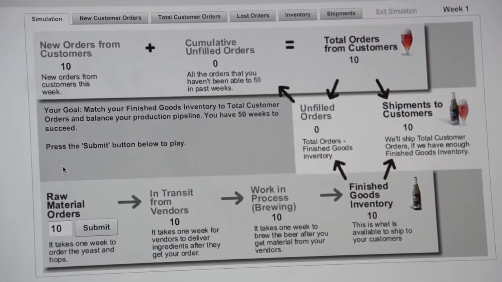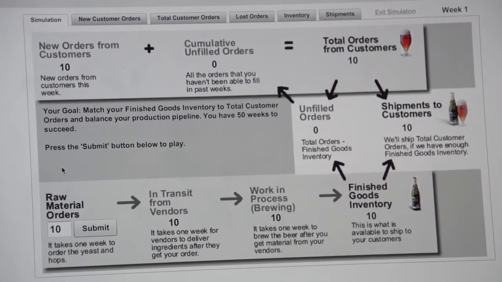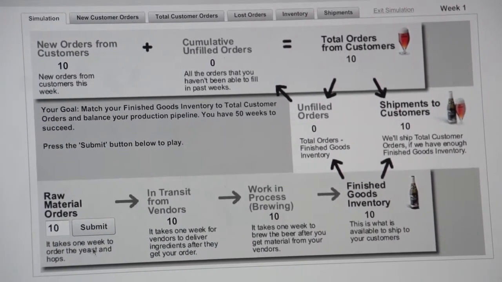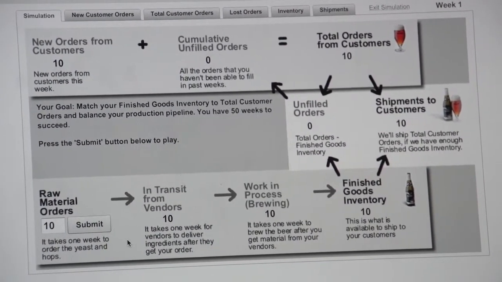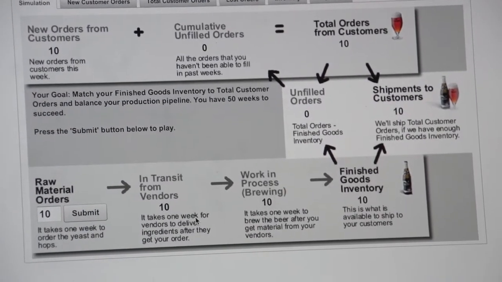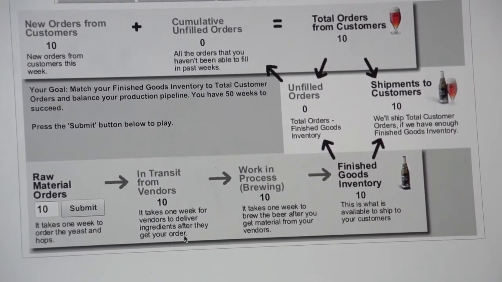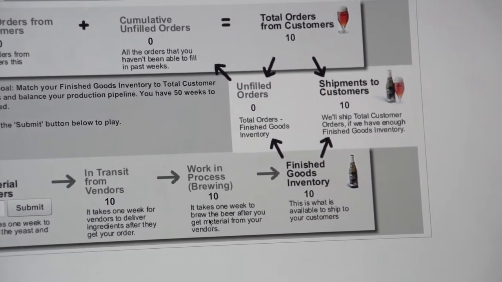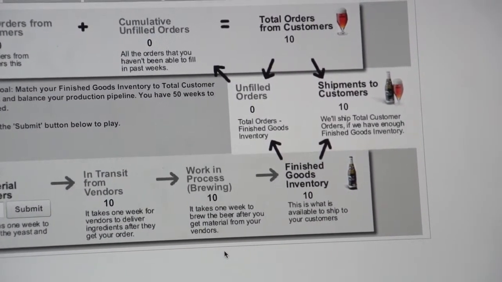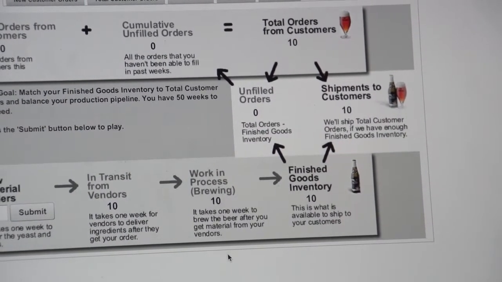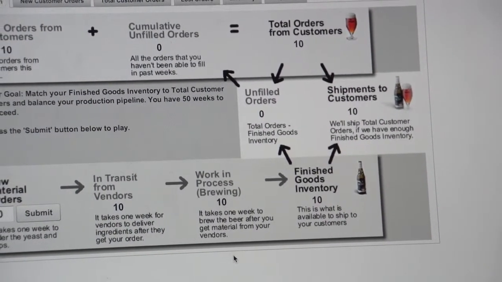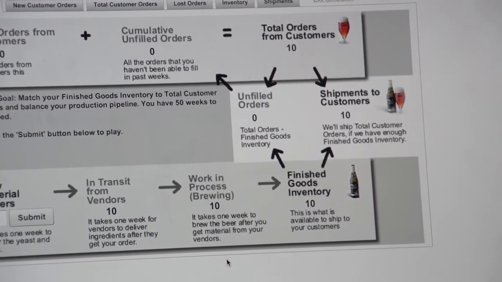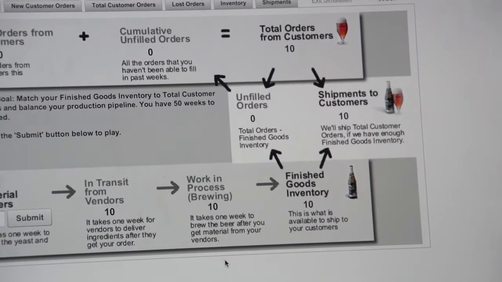Okay. So the scenario here is that you are a mom and pop's microbrewery, and your task is to order raw materials from your vendors, and this feeds into the brewing process. It takes 1 week for raw material orders to be placed, and it takes 1 more week for vendors to deliver ingredients after they get your order. It takes another week to brew the beer, and then the beer is placed in the stock room where it sits as finished goods inventory.